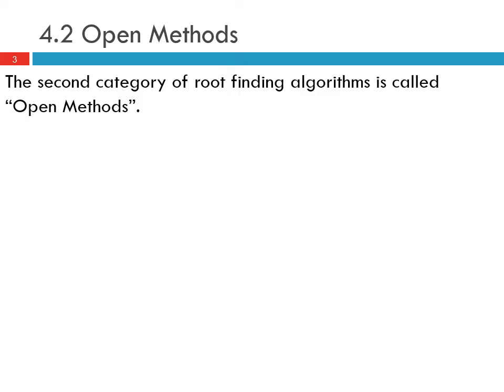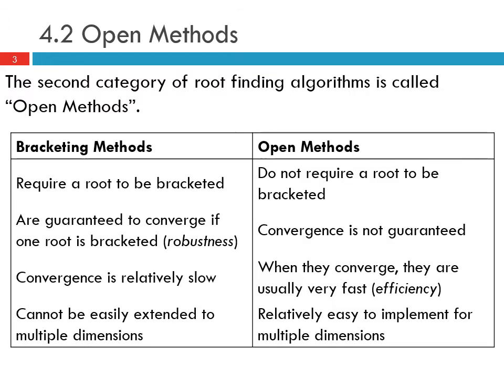So the second category of root finding algorithms is called open methods. And we can compare bracketing methods and open methods and look at some of their advantages and disadvantages. So bracketing methods require a root to be bracketed, which is a disadvantage, as open methods do not require a root to be bracketed. Bracketing methods are guaranteed to converge if one root is bracketed, so they are robust, which is an advantage, while with open methods, convergence is not guaranteed, which is a disadvantage.